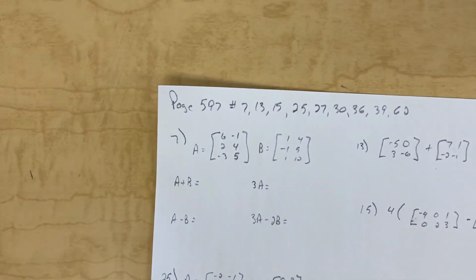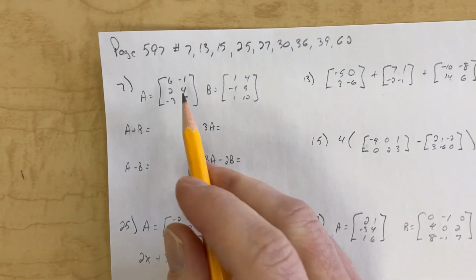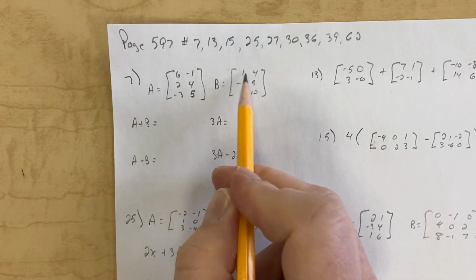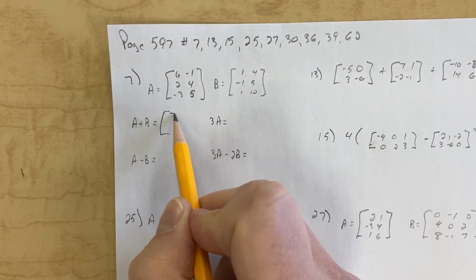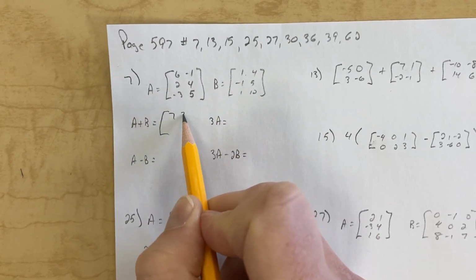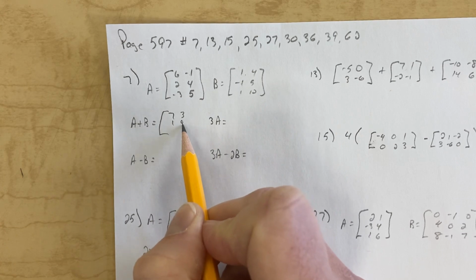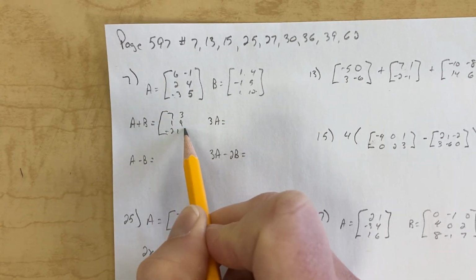All right, these are the answers to page 597, matrix operations. We're just trying to get comfortable with operating on these. So if we do A plus B, we're just simply adding things that are in the same kind of level. 6 plus 1 would give us 7. -1 plus 4 would give us 3. 2 plus -1, 1. 4 plus 5 would be 9. -3 plus 1 is -2. 5 and 10 give us 15.